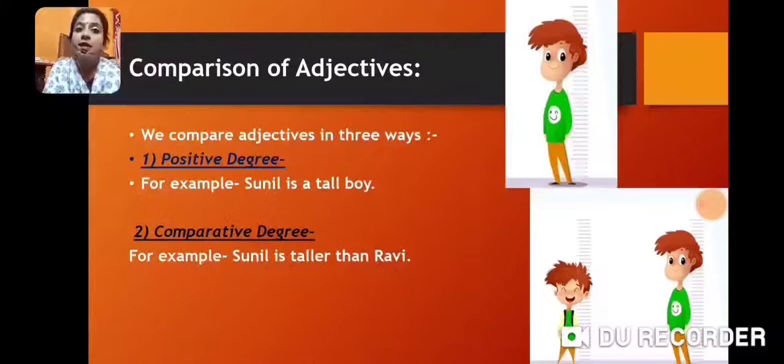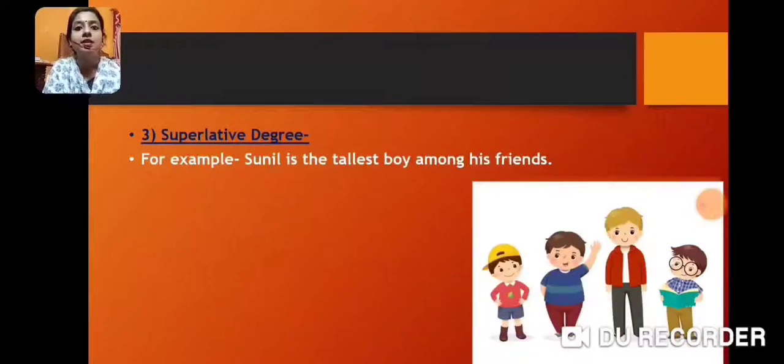The second one is the comparative degree, in which we compare two persons or things. For example, Sunil is taller than Ravi. So here we are comparing Sunil with Ravi. Then the third one is the superlative degree. For example, Sunil is the tallest boy among his friends. Here we are comparing Sunil with all his friends.